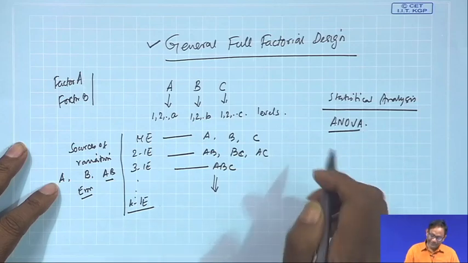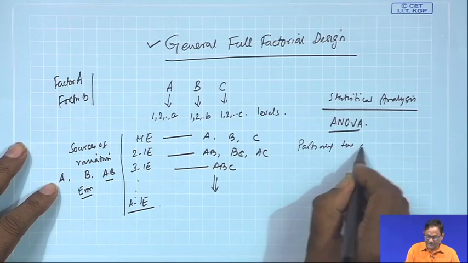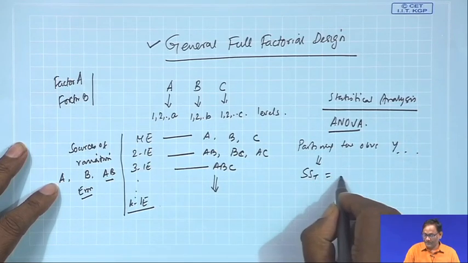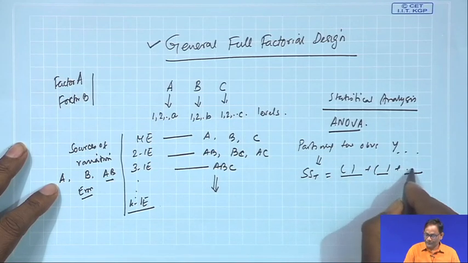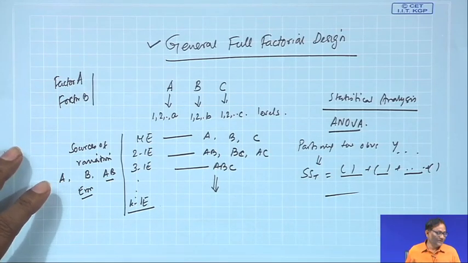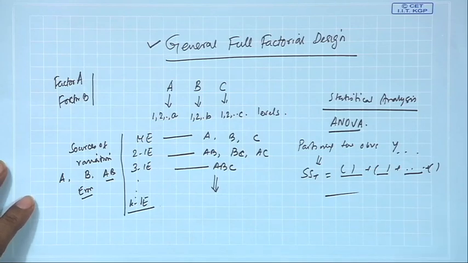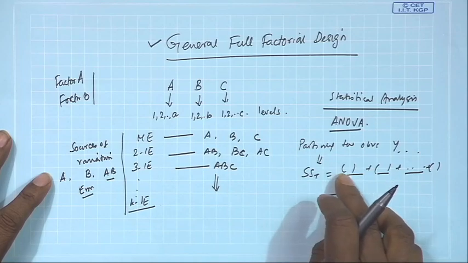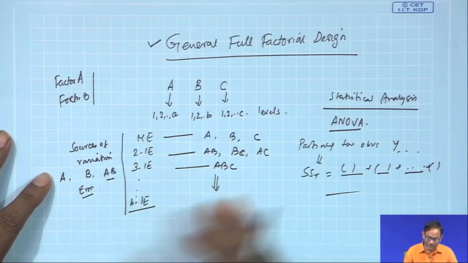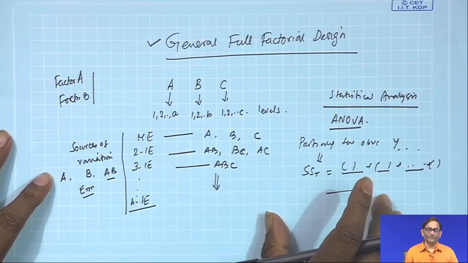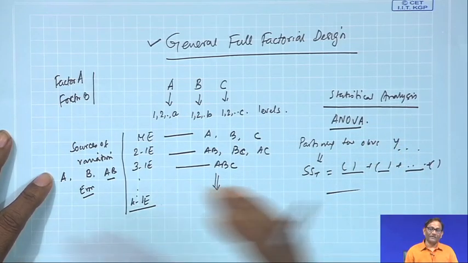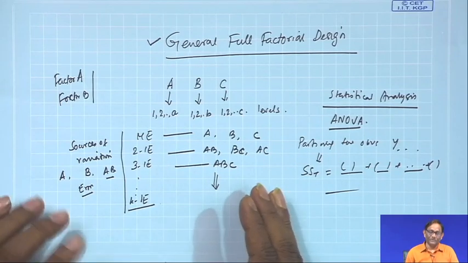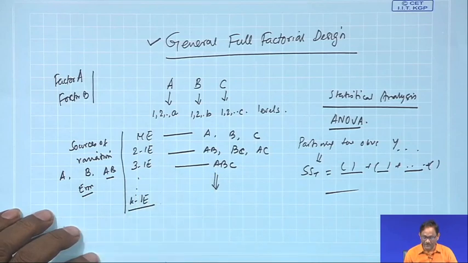We will start the same way, partitioning the observation y with appropriate i, j, k, and then partitioning the sum of squares total into individual sources. The formula will be similar: for every effect, every main effect and every interaction effect, whether two-way or multi-way, we will estimate the SS, and the error SS will also be computed. Their degrees of freedom, mean squares and F will be computed, and finally, using the appropriate F statistics, we will see which of the effects are significant and which are not.